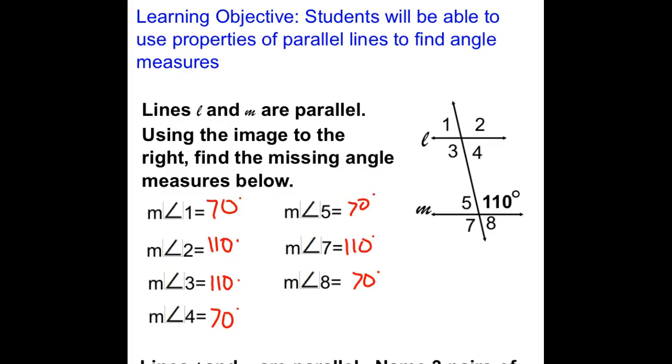All right, you can check your answers with mine. I got angle 1 is 70, 2 is 110, 3 is 110, 4 is 70, 5 is 70, 7 is 110, and 8 is 70. All of this is brought along by knowing I have corresponding angles, knowing I have vertical angles, I have a linear pair, I might look at alternate interior, alternate exterior, but that's what we end up with for all of these.